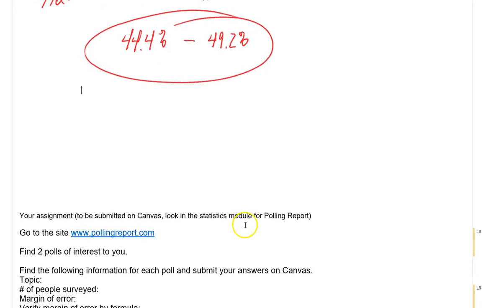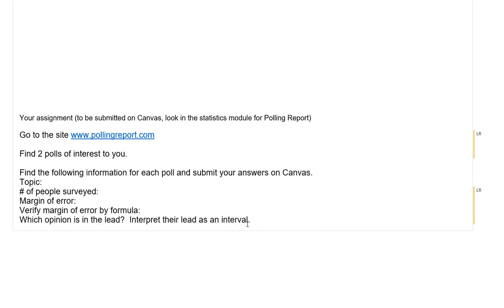So what I'd like for you to do next is read the part on the bottom, and it talks you through it and tells you where to submit it, and good luck.